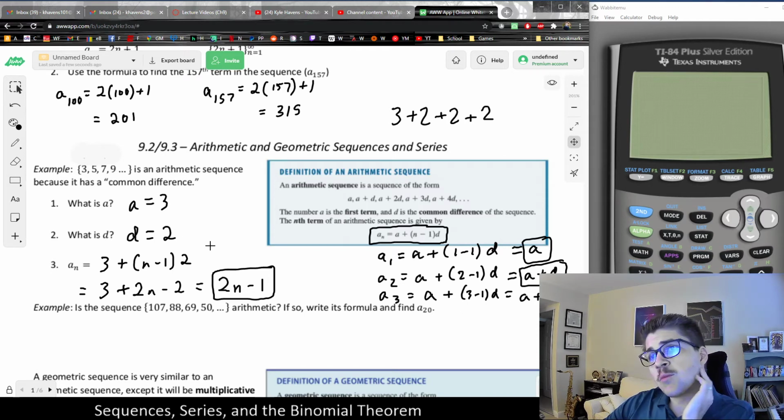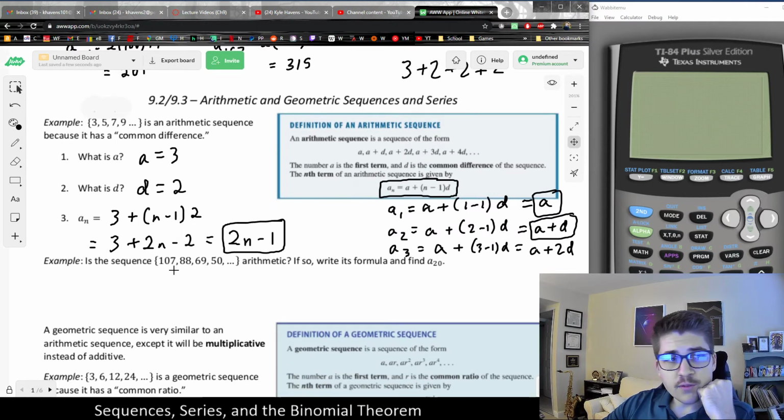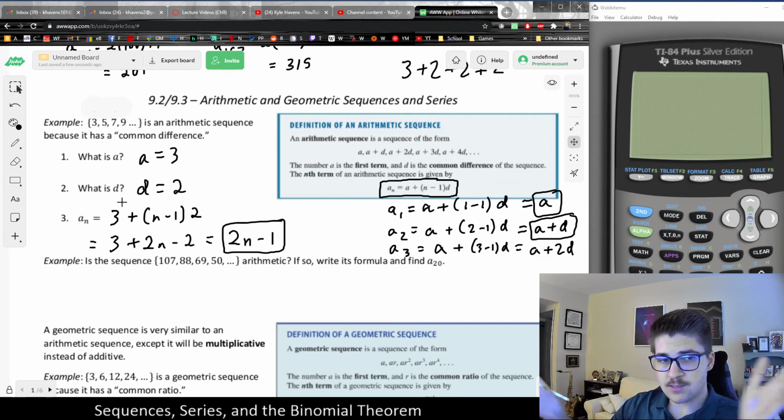So let's look at one more example. The next one says, is the sequence 105, 88, 69, 50 arithmetic? If so, write its formula and find a20. Since it's in the section under arithmetic sequences, we can probably guess that it is. But my recommendation, if you're trying to figure out if it's arithmetic or not, is to see whether it has a common difference. Because if it's not the same amount being added or subtracted from each term, it is not arithmetic and you can't use this formula.